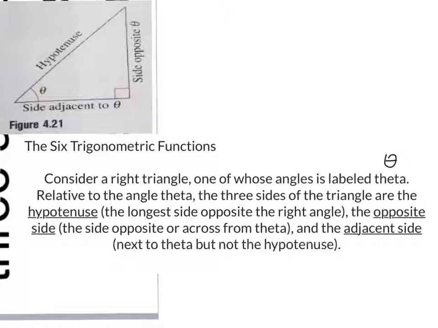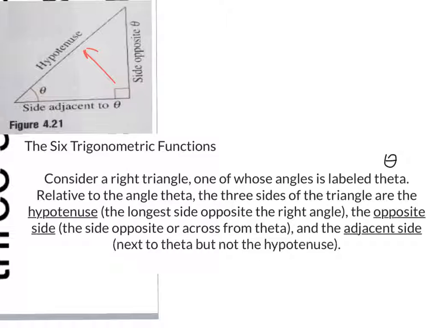Relative to the angle theta, the three sides of the triangle are the hypotenuse, which is the longest side opposite the right angle. So let me draw that. Again, the hypotenuse is the longest side opposite the right angle. Opposite the right angle would be that side. It's always directly across from the right angle.